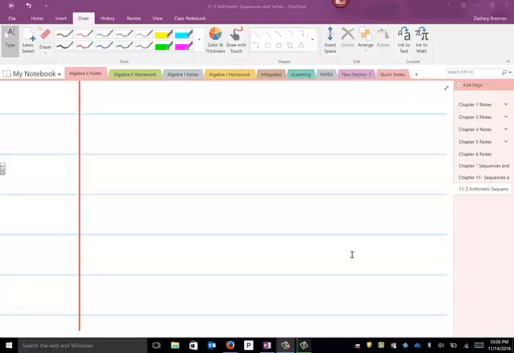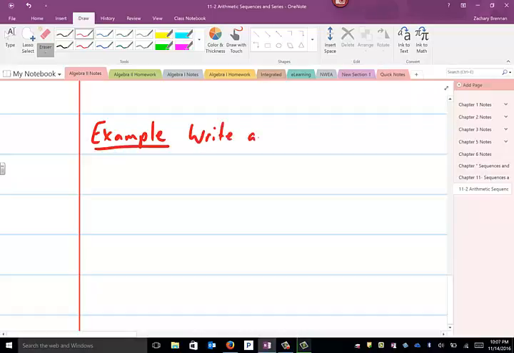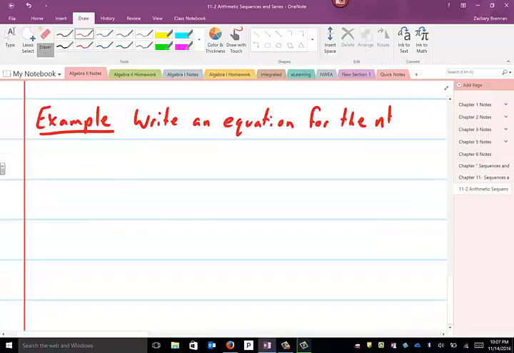So let's try the next set of examples. Now that you've done the first part, where you are just finding a specific value, just looking for one piece, this time we're going to write an equation for the nth term. That's kind of why I separated these out. It says to write an equation for the nth term of the arithmetic sequence.